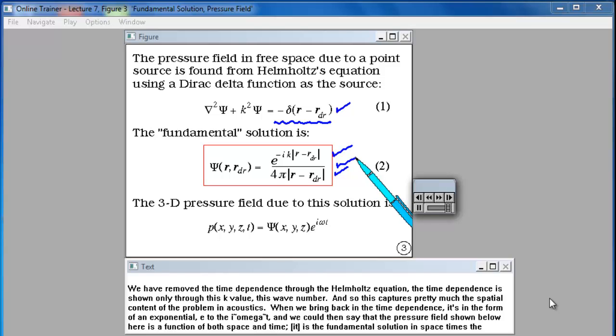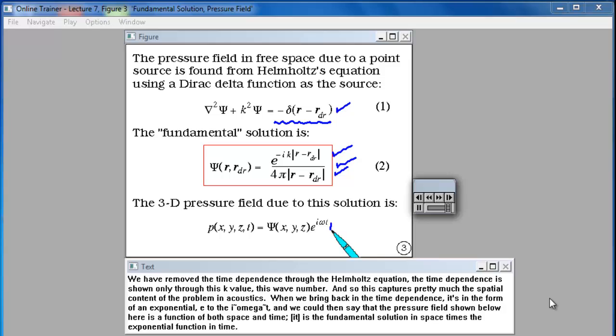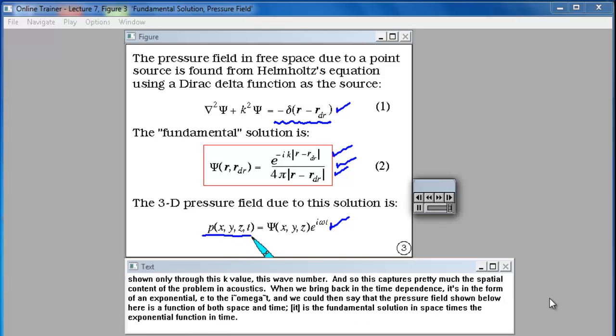When we bring back in the time dependence, it's in the form of an exponential e to the i omega t, and we could then say that the pressure field shown below here is a function of both space and time, is the fundamental solution in space times the exponential function in time.